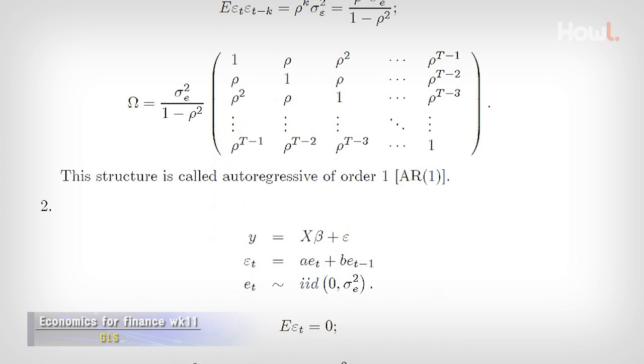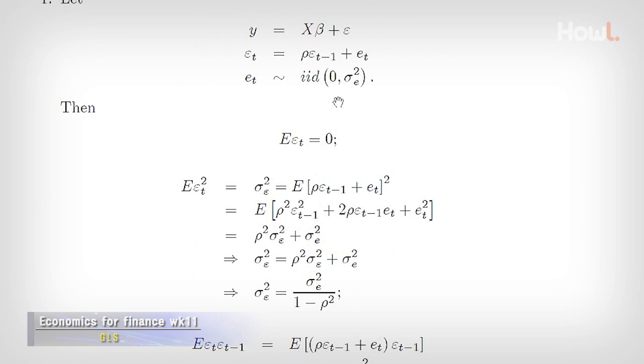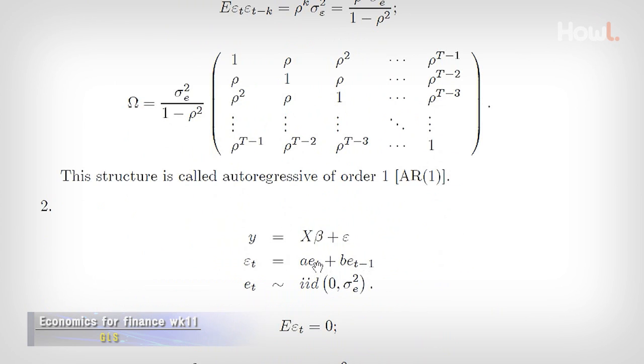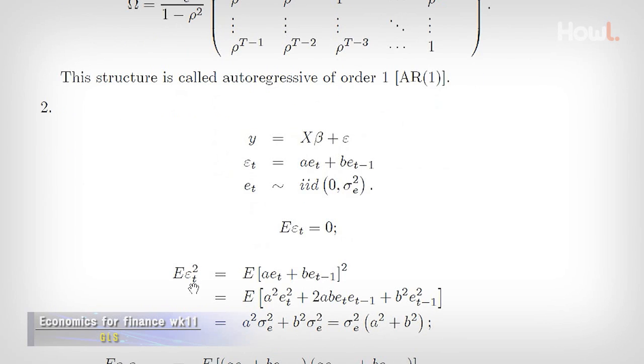Now this is the MA model. Now let's suppose that epsilon is a linear combination of e, so that we have to distinguish this one. So in this case, we don't have epsilon t minus 1. We have e_t and e_t minus 1. Okay? And e_t is again the error. In this case, epsilon squared looks like this, and when we calculate it, it looks like this.